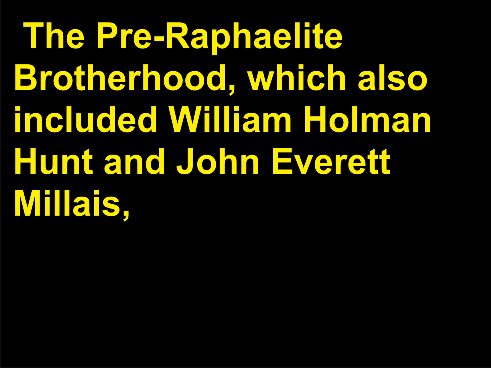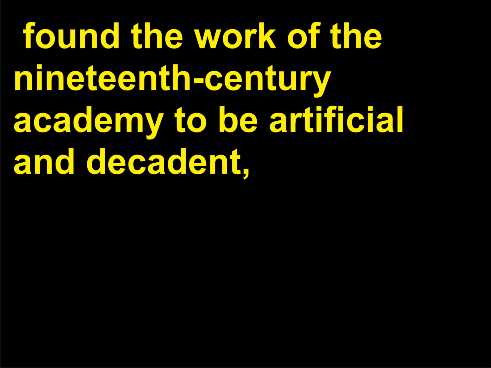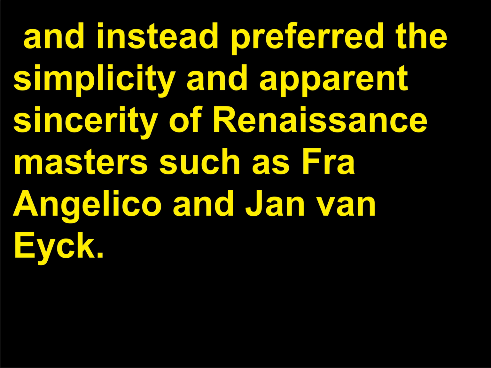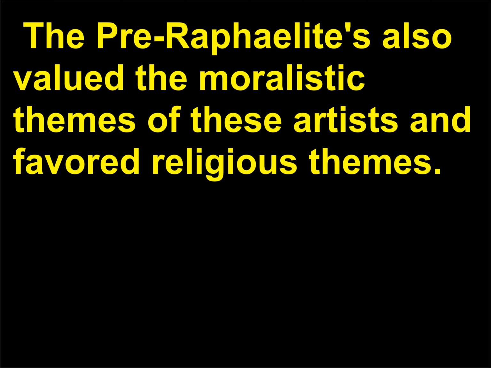The Pre-Raphaelite Brotherhood, which also included William Holman Hunt and John Everett Millais, found the work of the 19th century Academy to be artificial and decadent, and instead preferred the simplicity and apparent sincerity of Renaissance masters such as Fra Angelico and Jan van Eyck. The Pre-Raphaelites also valued the moralistic themes of these artists and favored religious themes.